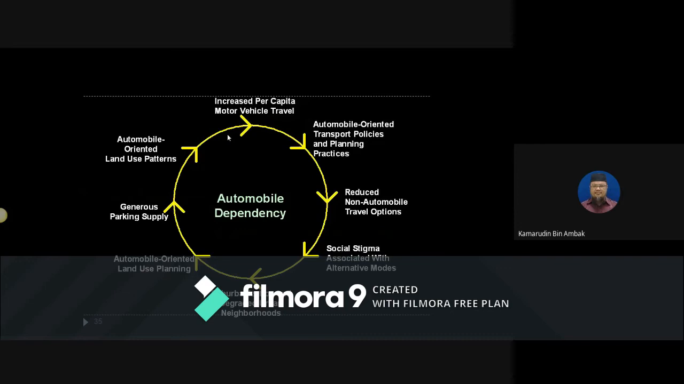Okay, suburbanization and degraded urban neighborhoods, the effect on the surroundings of the locality, land use, automobile-oriented land use and planning, generous parking supplies. We noticed that when vehicles increase or grow, we have parking scarcity, parking problems. Automobile-oriented land use pattern. So this is the situation, the cycle of automobile dependency.